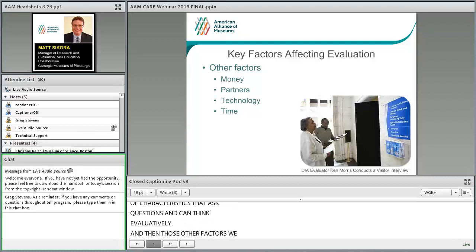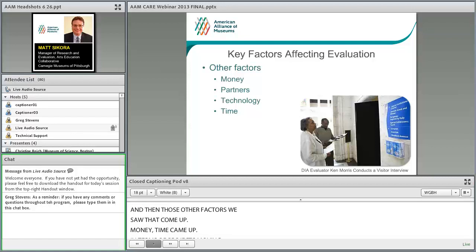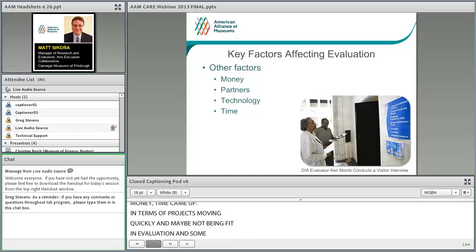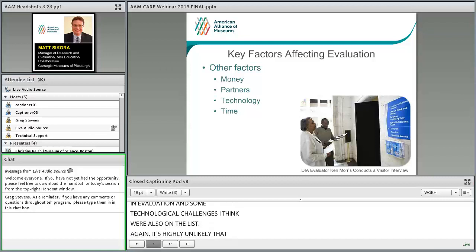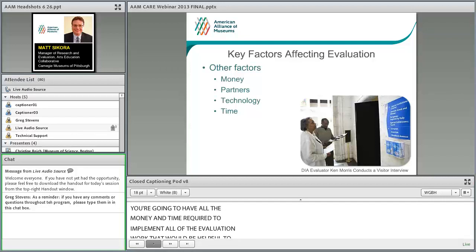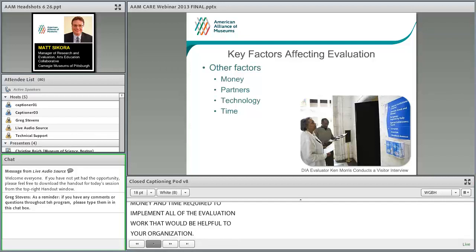And then there are those other factors that came up: money and time, in terms of projects moving quickly and maybe not being able to fit in evaluation, and some technological challenges, I think, were also on the list. Again, it's highly unlikely that you're going to have all the money and time required to implement all of the evaluation work that would be helpful to your organization. Even with 2 full-time staff evaluators at the DIA and additional funding for consultants and contractors, there were some projects that we should have been doing and wanted to be doing but didn't have the resources.